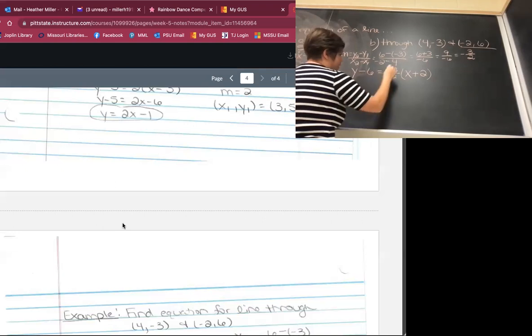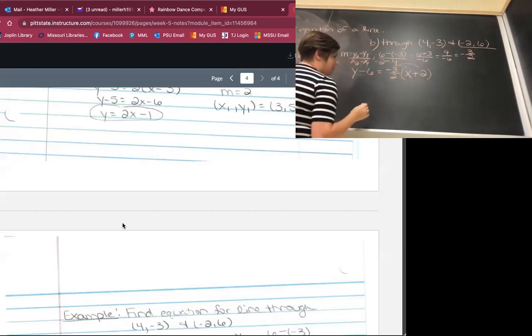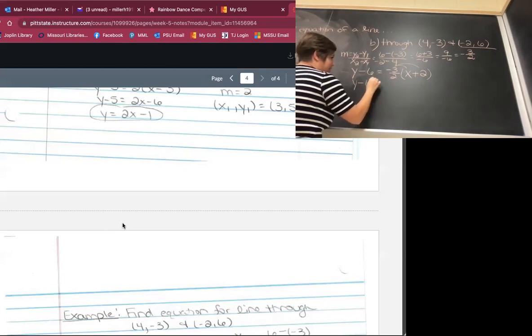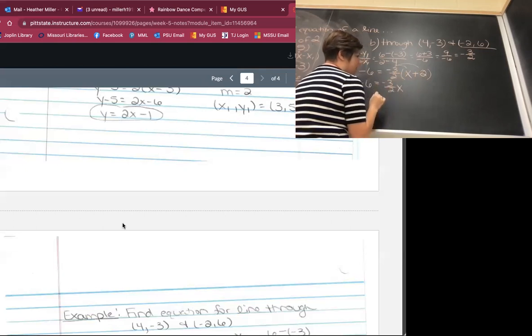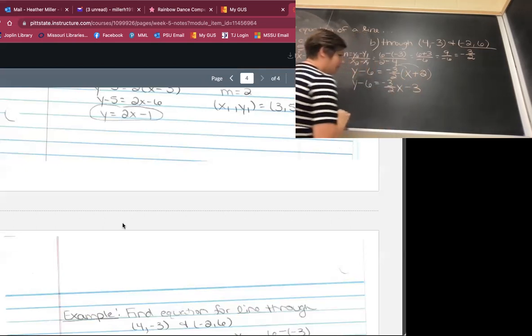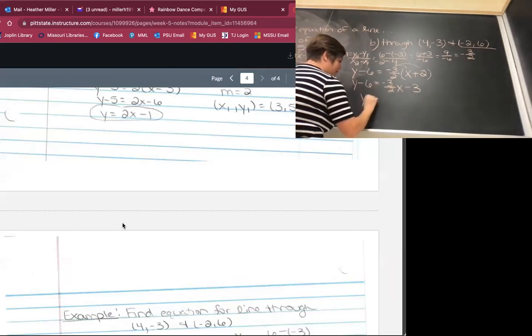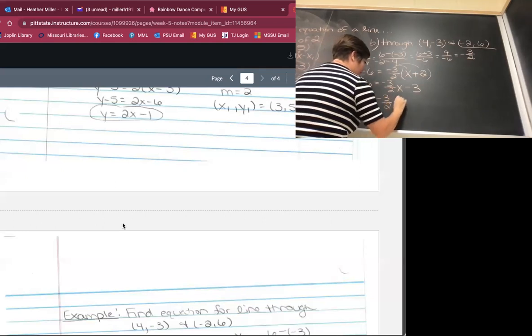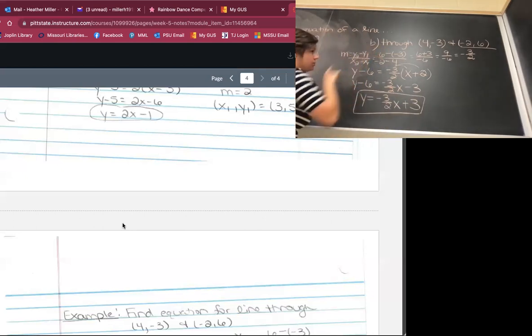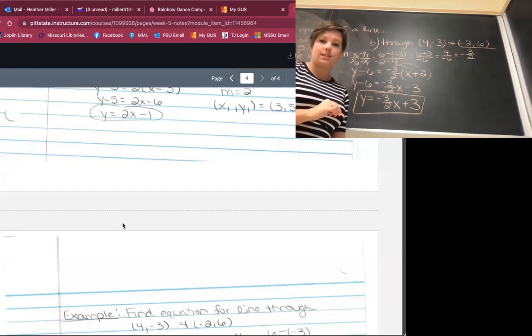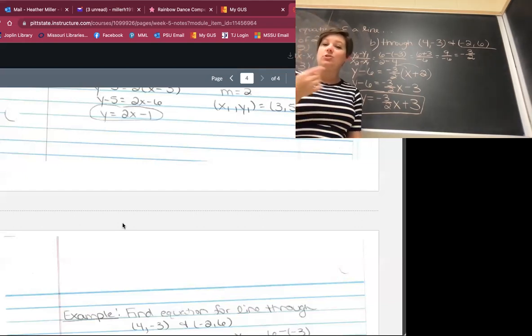So now I would distribute my -3/2 into this parenthesis. y minus 6 equals -3/2 x, and then the 2 and the 2 would simplify out to where I just have a -3 there. I'm going to add the 6 over to get y by itself. So y equals -3/2 x plus 3. That is the equation of a line through the 2 points (4, -3) and (-2, 6). So if you're given 2 points, you have to do a little bit more math because you have to figure out what that slope is first.